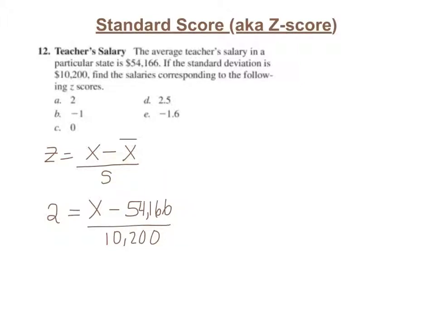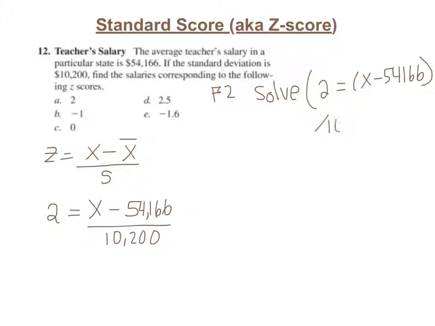One, you can just plug this into your calculator, hit F2, solve in your home screen, type it in like this: 2 equals parentheses x minus 54166 close parentheses divided by 10,200 comma x close parentheses, and it will solve it for you. That's a choice. Or, because this is basic algebra, you can just do it yourself.